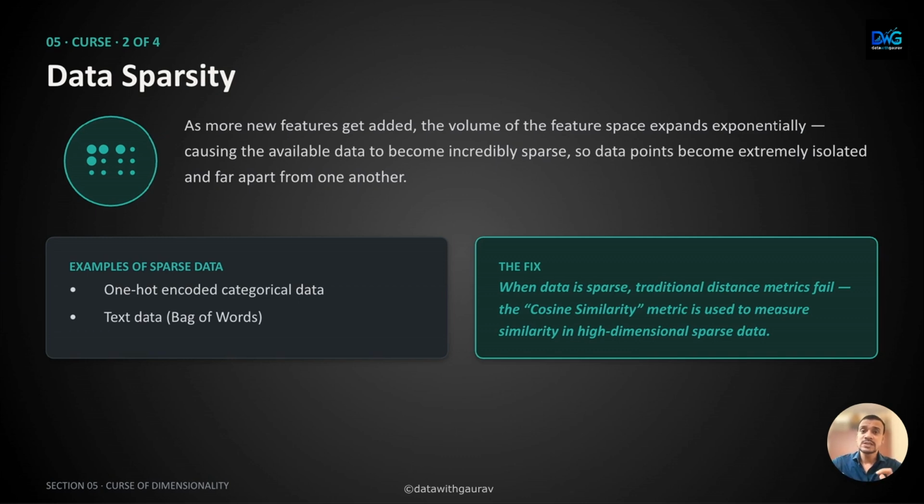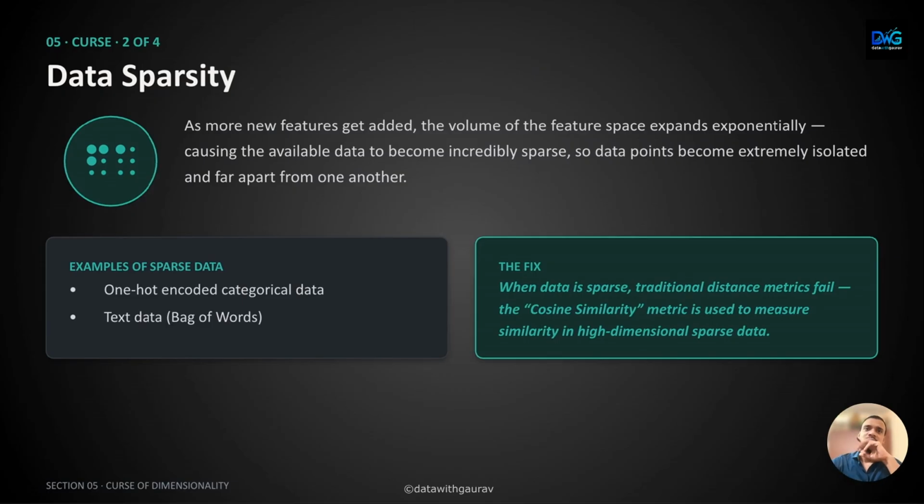Now, moving on to the second consequence, that is data sparsity. To understand this, imagine that every feature adds a new dimension to the feature space. So, as we keep adding more features, the size or the volume of that space grows exponentially. However, our data does not magically gain more observations. The number of data points usually stays the same. So, what happens? The existing data points become spread farther and farther apart, making the feature space increasingly empty. In other words, the data becomes sparse.